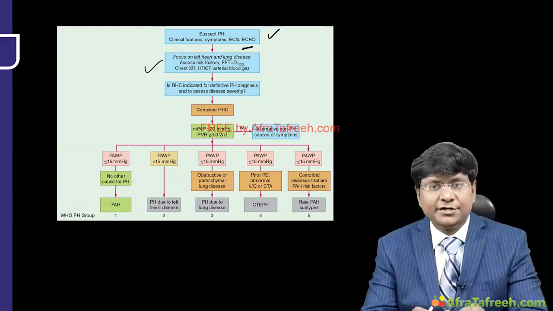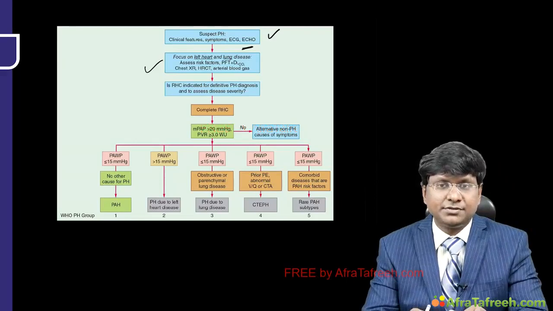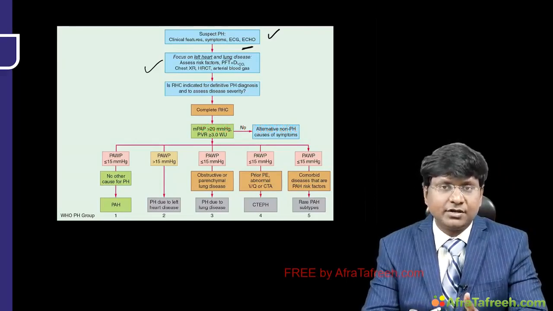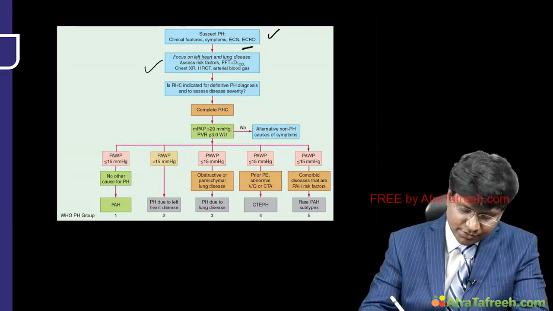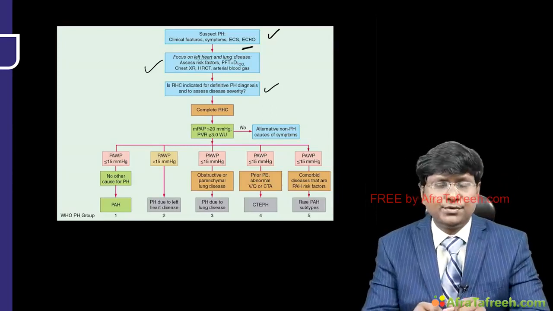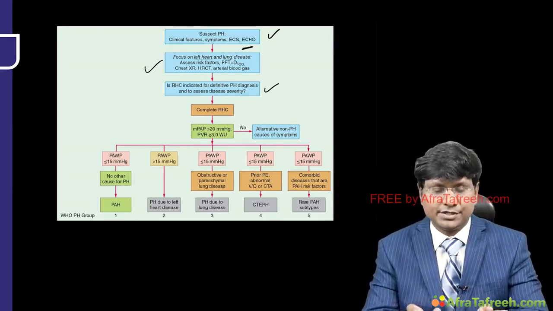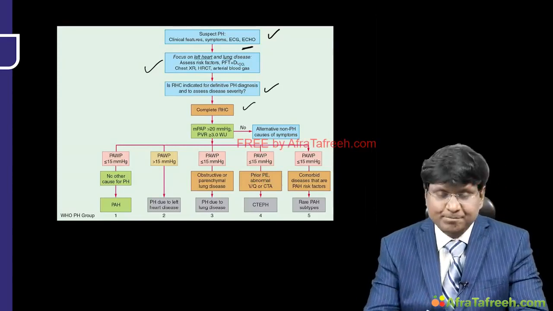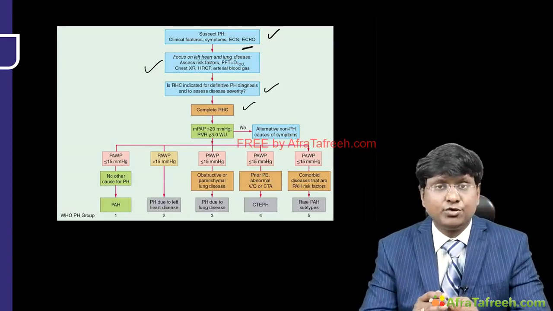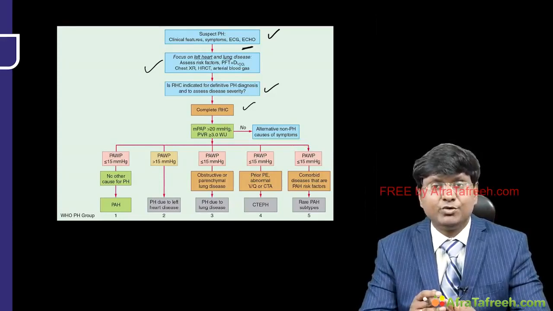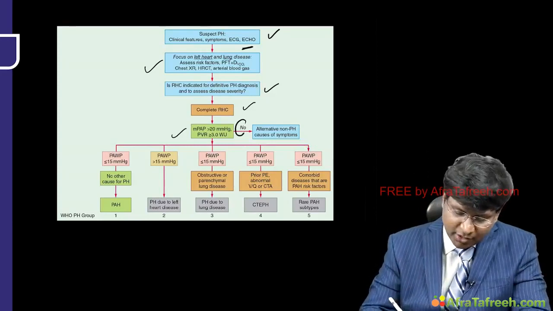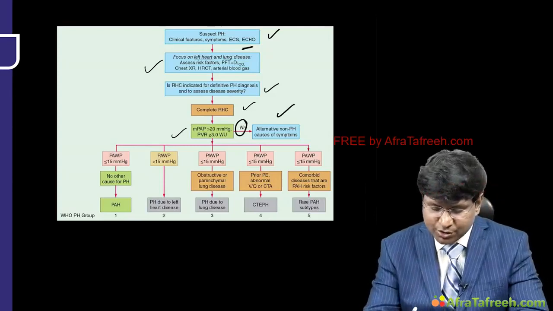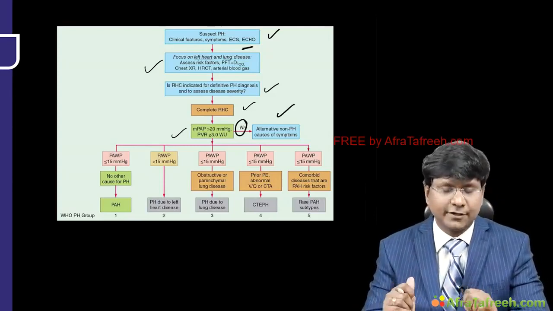Then you need to differentiate whether the pulmonary hypertension is due to left heart pathology, lung pathology, chronic thromboembolic pulmonary hypertension, or some rare or miscellaneous causes. For that, you need to do right heart catheterization. It's a definitive procedure. Once you do it, you measure mean pulmonary arterial pressure, which should be more than or equal to 20 millimeters of mercury, and at the same time pulmonary vascular resistance should be more than or equal to 3 Wood units. If both of these are not present, then alternative non-PH causes of the symptoms should be looked for.